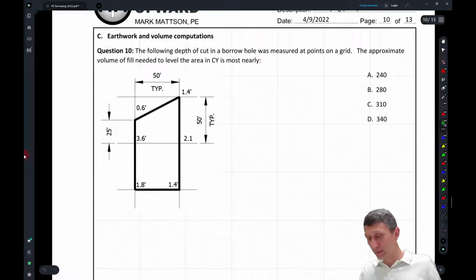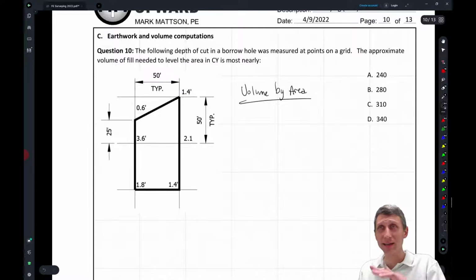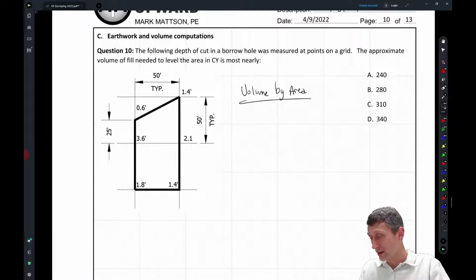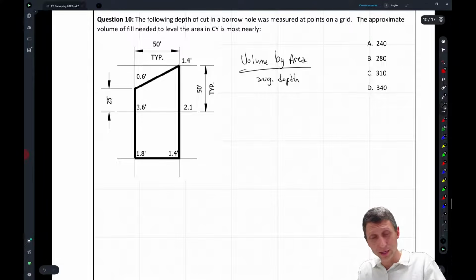But in order to do something like this, this is just one of those things that's not in the handbook, but when I was teaching surveying, I actually taught it, because it's kind of a basic concept, but it's a volume by area and an average depth. Okay, so all that we're going to do here is we're just going to take two areas. I'm going to call this area 1 and this area 2. And I'm just going to make a table.